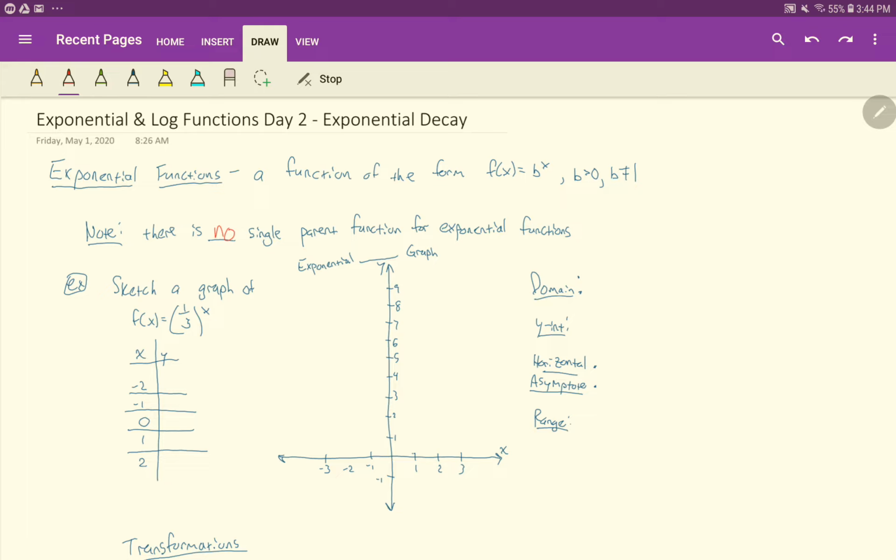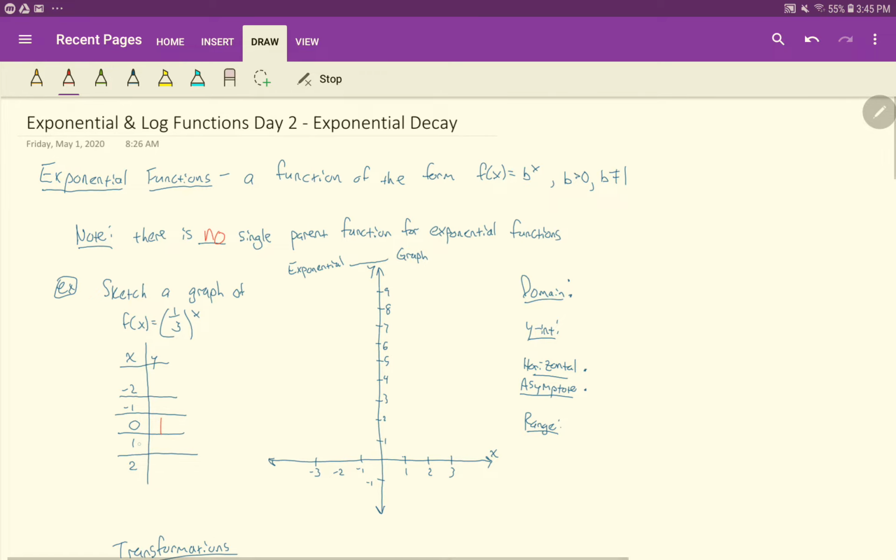So let's talk about this graph right here. Again, I made a table. We're going to use 0, which is a nice easy one to plug in. We'll plug in -1 and -2 for some negative x values, and 1 and 2 for some positive x values too. So let's start with 0. 1/3 to the 0, well, anything to the 0 is 1, except for 0 to the 0, that's a different thing entirely.